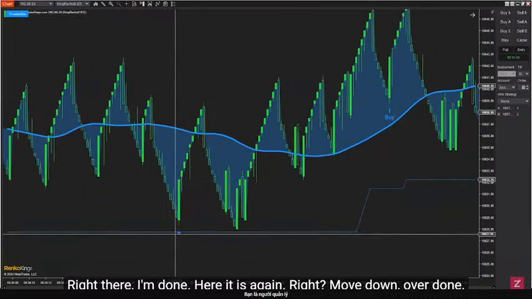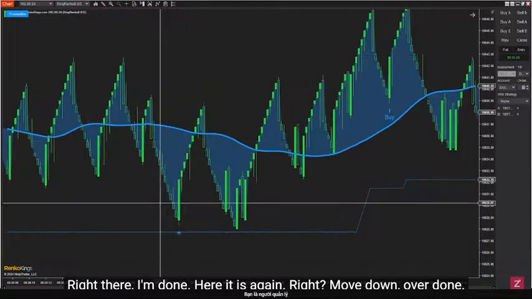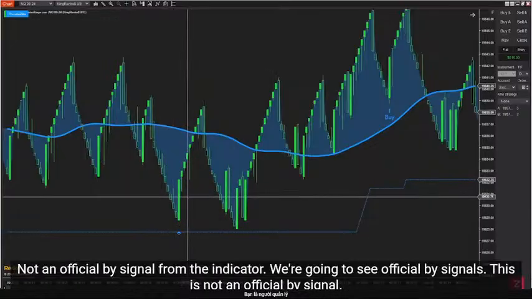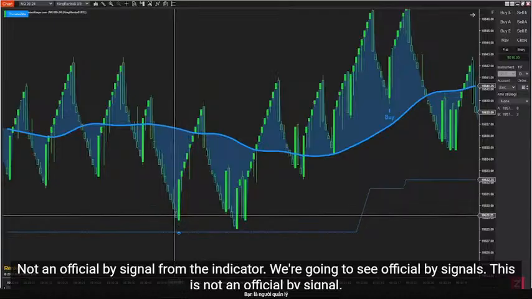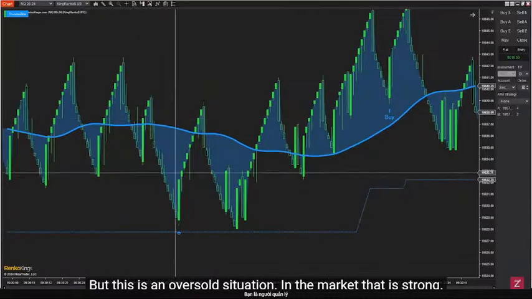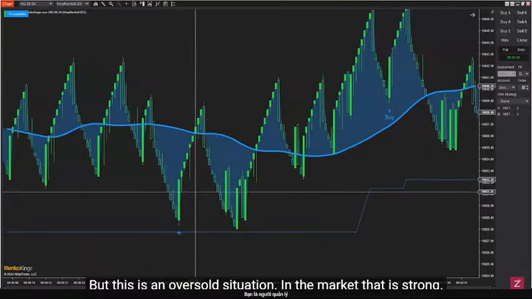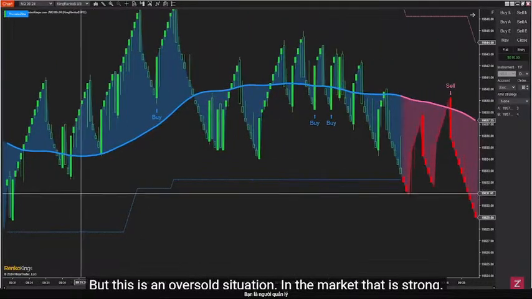Here it is again, right? Move down, overdone. Not an official buy signal from the indicator. We're going to see official buy signals. This is not an official buy signal, but this is an oversold situation in a market that is strong. Now, here's what I mean.